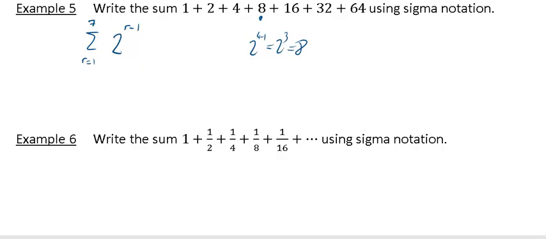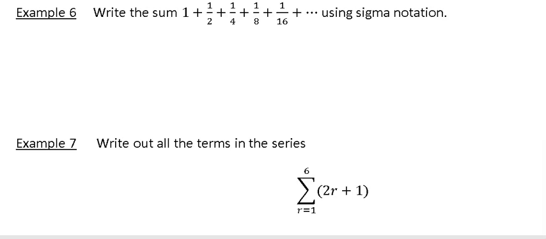Another way you could have done that one, you could have just said it's 2 to the power of r, and then played around with your limits. So that was from r equals 0 as my first term. So that's 0, 1, 2, 3, 4, 5, 6. So that's what you would have as well. And both are equally good. That's correct, and that's correct. It just looks a little bit different.